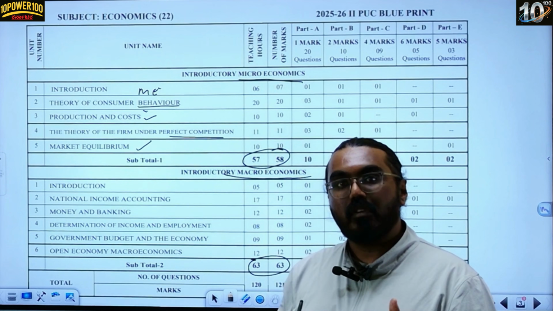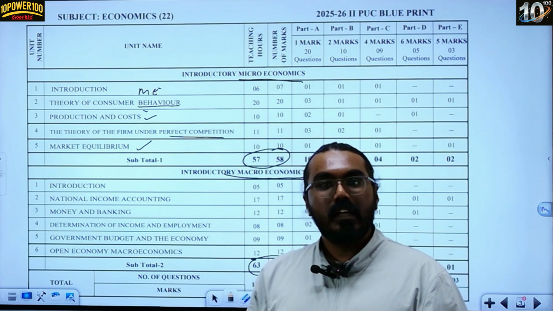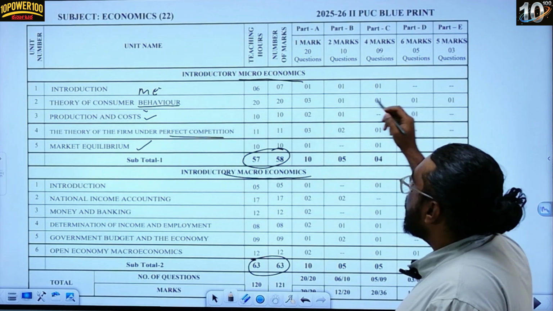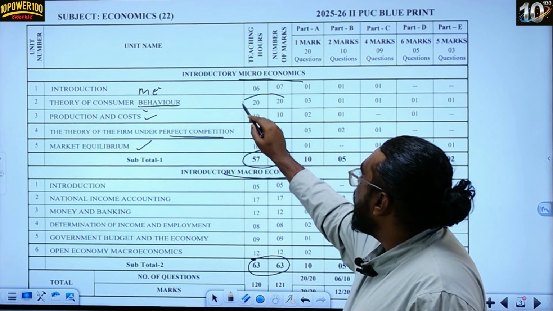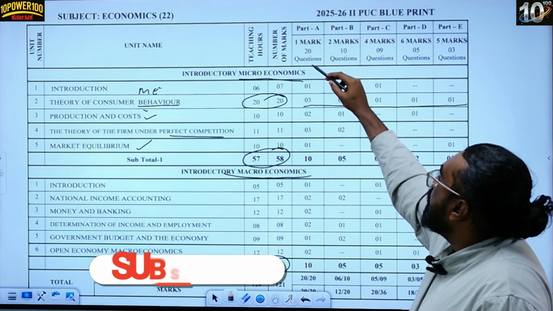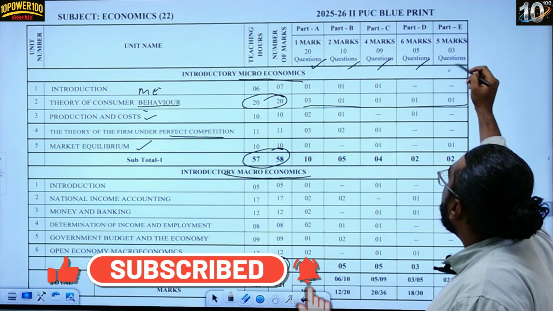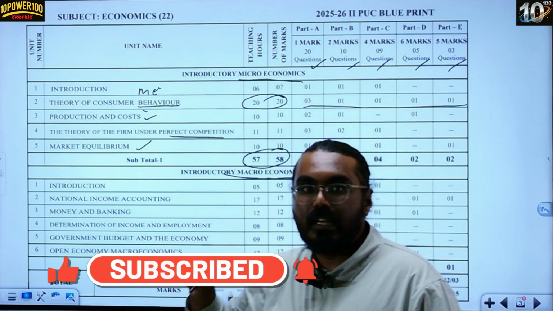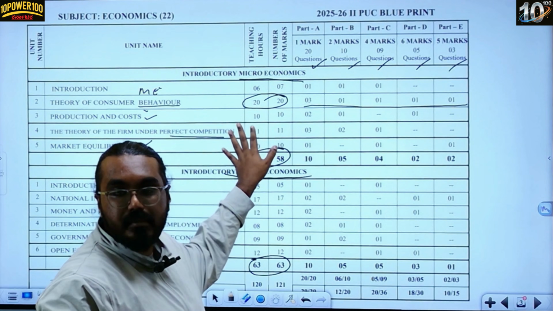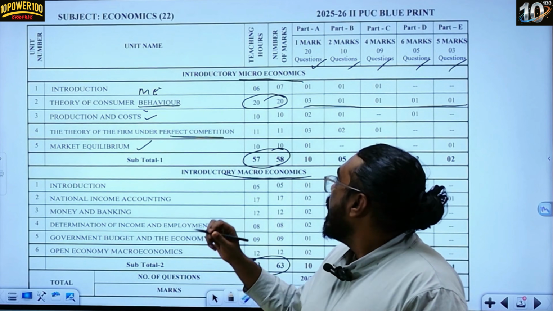So it's important for you to prioritize certain lessons which are easy to score and easy to study as well, right? If you look at it clearly, theory of consumer behavior is one lesson which has questions across the board. Meaning you will have your MCQs, your 2 markers, your 4, 6 and practical oriented questions from that lesson. So automatically that lesson takes precedence over other lessons. That's the first lesson that you should focus on.